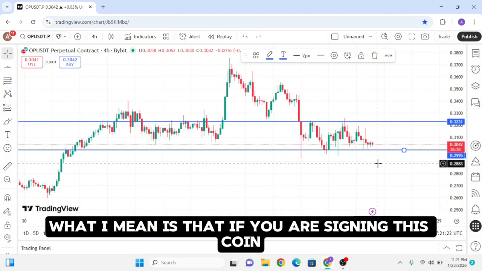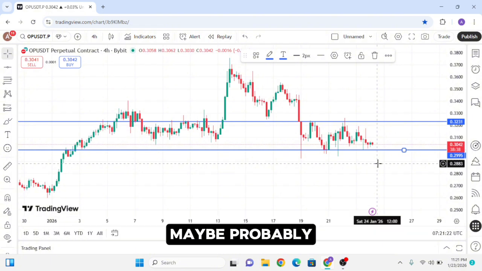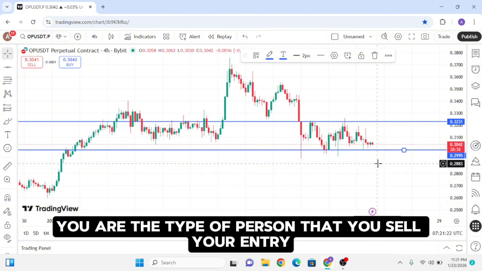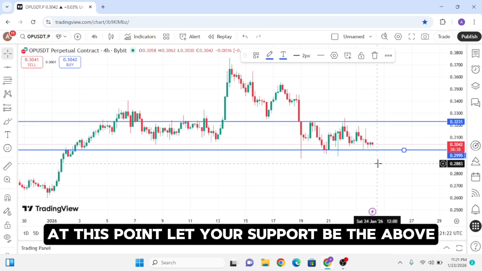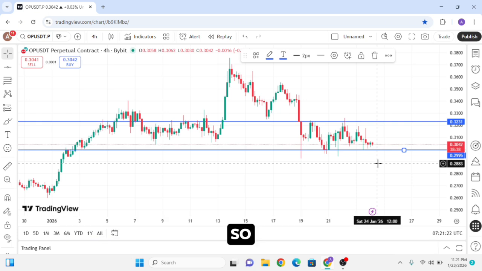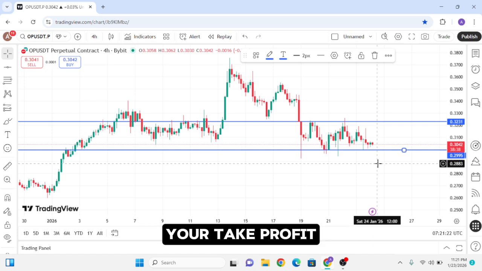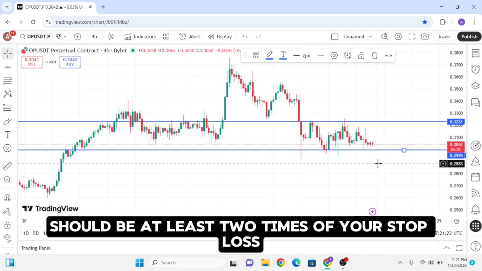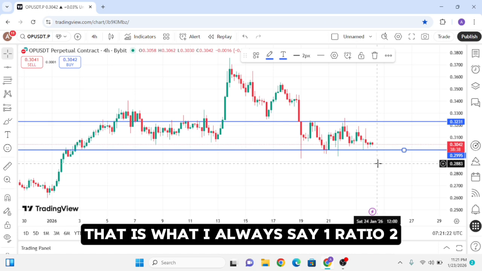What I mean is that if you are selling this coin, maybe probably you are the type of person that sets your entry at this point. Let your stop loss be above the nearest resistance. So that is what I mean. Then your take profit should be at least two times your stop loss. That is what I always say, 1:2.